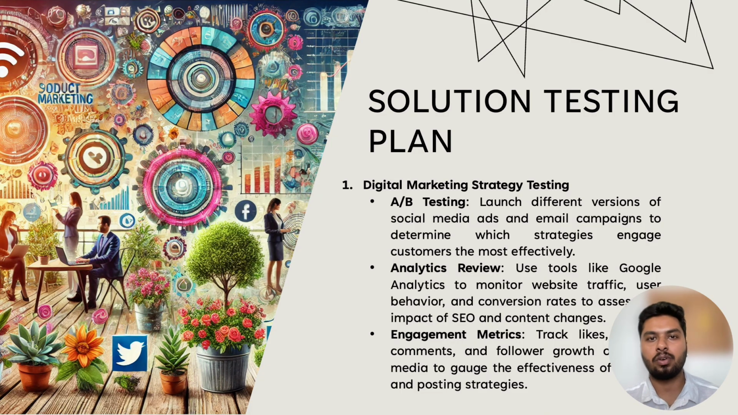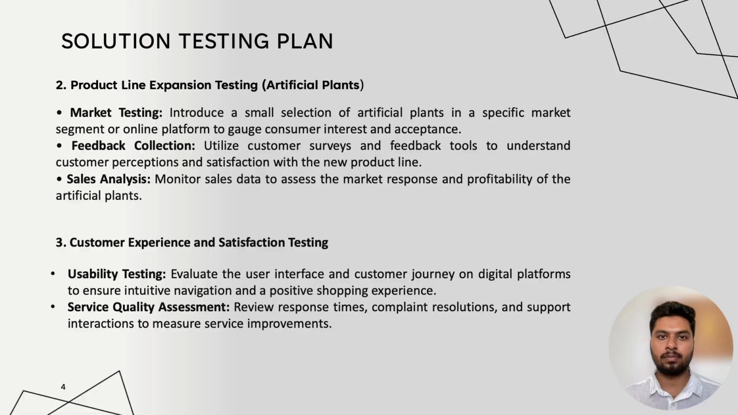The first area we focused on was testing our digital marketing strategy. We employed A/B testing across various digital platforms to identify the most effective ad formats, messaging, and content types. By tracking engagement metrics such as likes, shares, and comments, we were able to gauge the effectiveness of our content. The success criteria included a 25% increase in user engagement, a 15% boost in conversion rates, and a 20% improvement in cost per acquisition metrics.